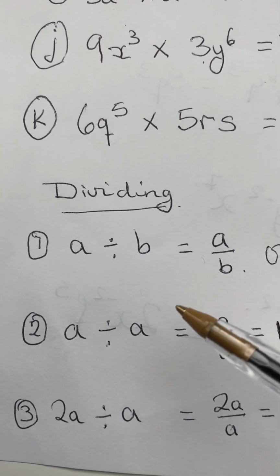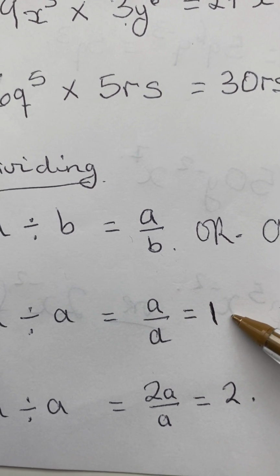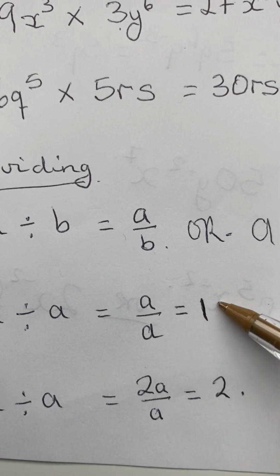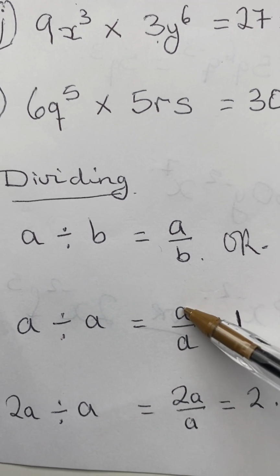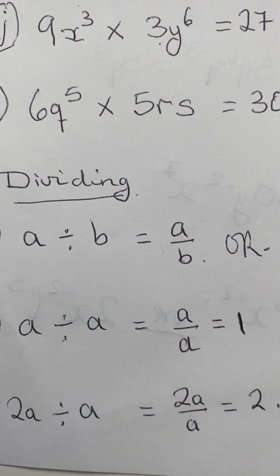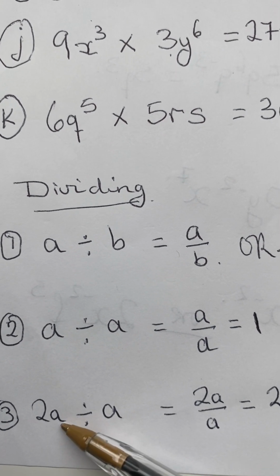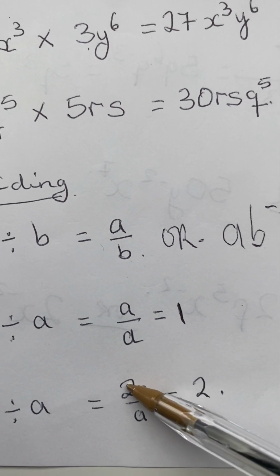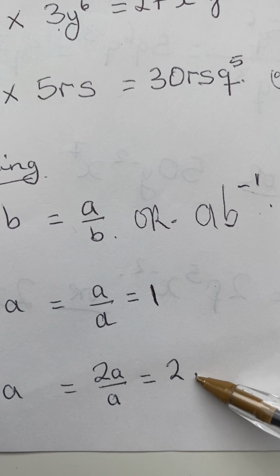Now 2, a divided by a is in this form and equals 1. So for instance, 2 divided by 2 is 1. 7 divided by 7 is 1. So the fact that they are letters doesn't mean that you leave your answer as a over a. You can cancel out because this a and a are like terms. Question 3: 2a divided by a. You can cancel out the a's and you get an answer of 2.